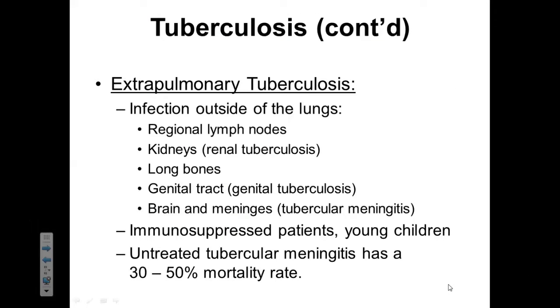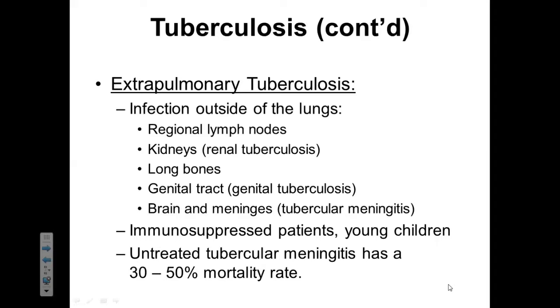Tuberculosis can eventually leave the lungs and become extrapulmonary. So anytime that TB infection gets out of the lungs, we call it an extrapulmonary infection. They can leave through the regional lymph nodes. Occasionally it will manifest itself within our kidneys or the long bones of our bodies, sometimes the genital tract, and other times the brain and meninges. Correspondingly, that is known as renal tuberculosis, genital tuberculosis, or tubercular meningitis.